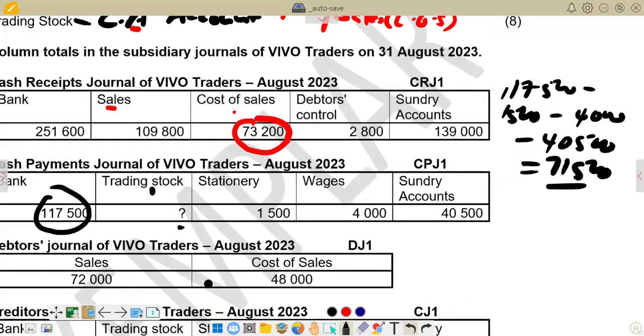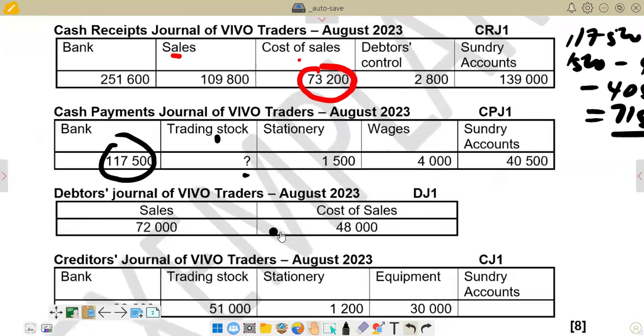In the next journal, we have the debtors journal. Remember, these are sales on credit that are recorded in the debtors journal. So we're given the sales at selling price, which is 72,000. Then its cost of sales is the proportion that we're given, 48,000. We're only concerned with the cost of sales when entering the trading stock account. So we're going to pick our 48,000 and go to the credit side, 48,000.